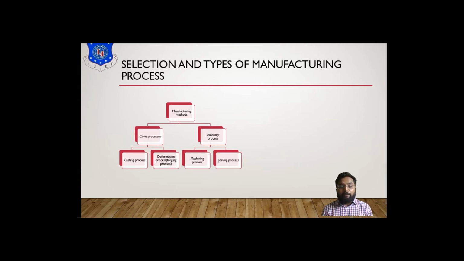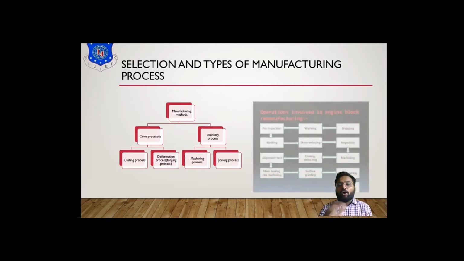After that, depending on our different requirements, we can provide different machining or joining processes. Machining processes are for surface finish or grooving or anything, and joining processes are like permanent joints such as welding, or temporary joints like riveting. So these are the two different processes. Like if I want to design a piston, then I have to have one of the core processes for my main body, and then depending on requirement, I will provide auxiliary processes for my piston.